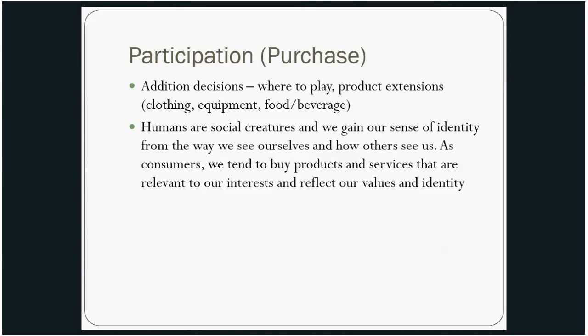We gain a sense of identity from the way we see ourselves and how others see us. We tend to buy products that reflect our interests and values. We look at a lot of people participating in the fitness center and they're dressed up. They wear high quality, they like the brands. If you go to a 5K race, maybe we see people who run very fast wearing very expensive clothes. Also, people who run very slowly may be more fashion conscious. So there's a psychographic aspect to this participation as well.